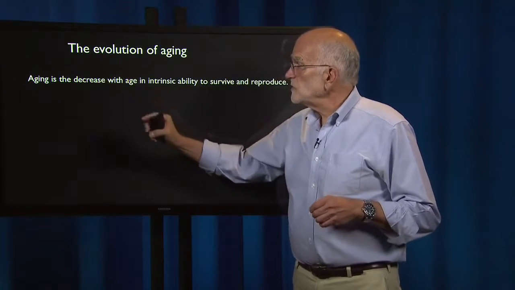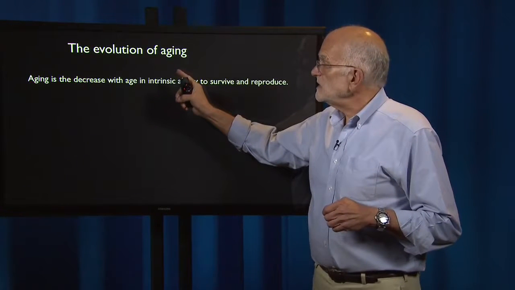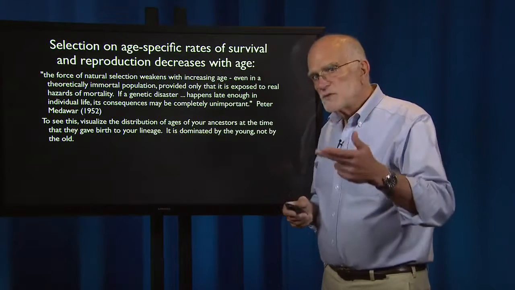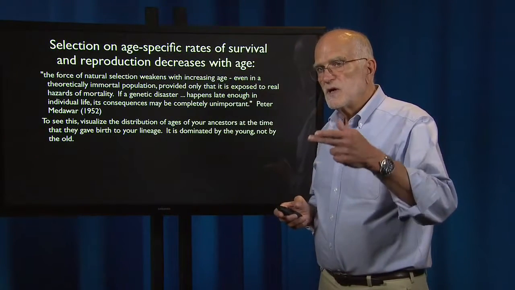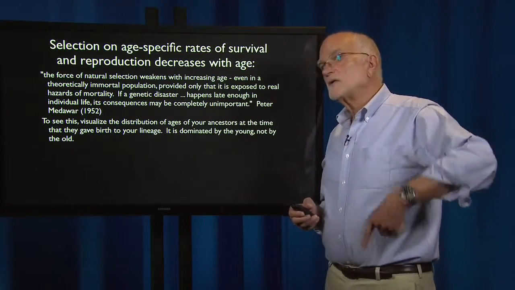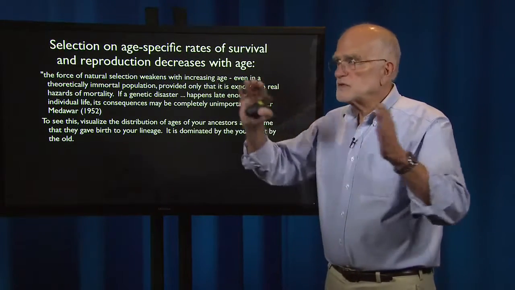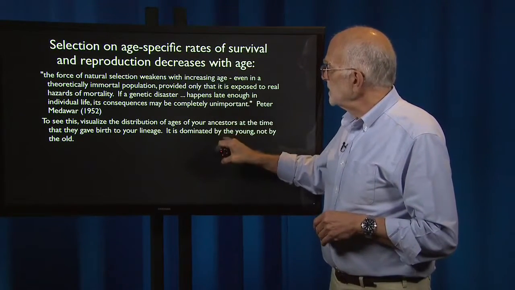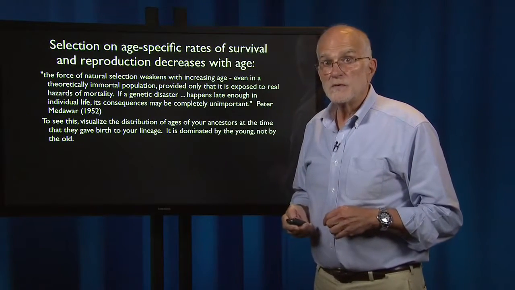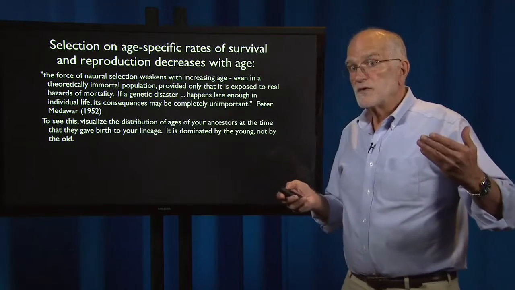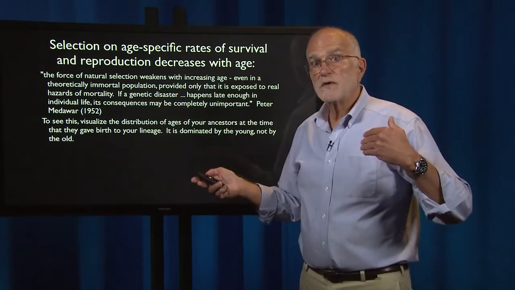Visualize the distribution of ages of your ancestors at the time that they gave birth to your lineage. Think about how old was your mother when she gave birth to you? How old was your grandmother when she gave birth to your mother? Do that going back hundreds of generations into the past, construct a frequency histogram in your mind, and you will see that it's dominated by the young. It is not dominated by the old. Evolution is a numbers game. Things that happen frequently are important. Things that happen rarely are not important.